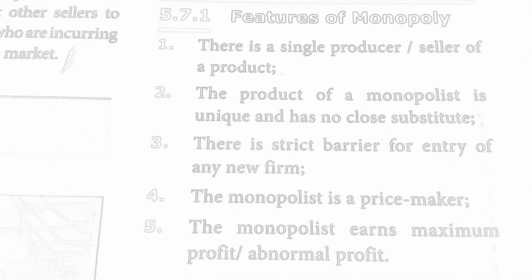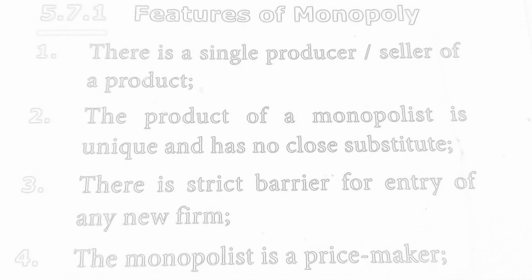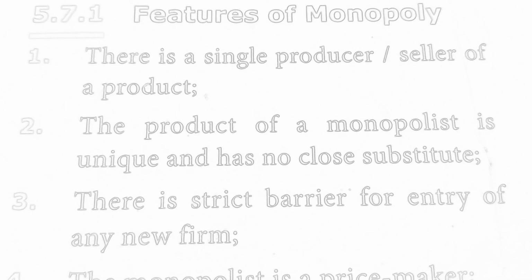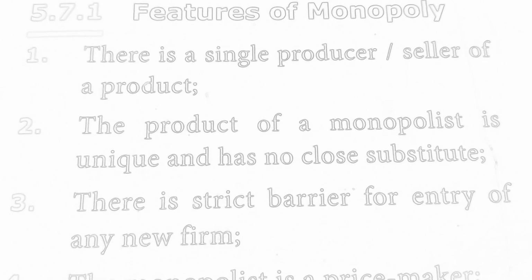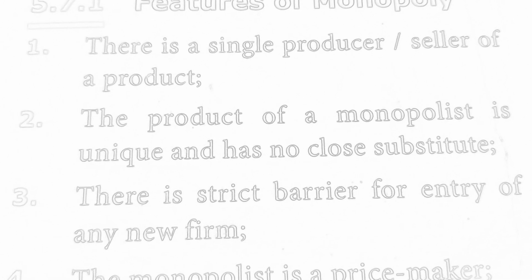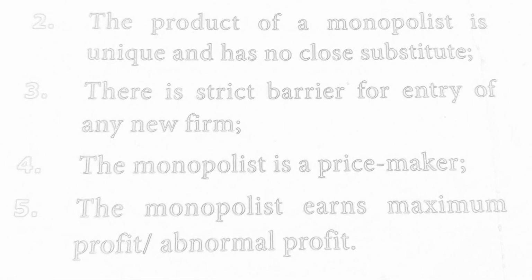What are the features of monopoly? First we saw the meaning of monopoly, second the definition, and now the features. There is a single producer, seller of a product. The product of a monopoly is unique and has no close substitute. There is a strict barrier for entry of a new firm. The monopolist is a price maker. The monopolist earns maximum profit, abnormal profit.